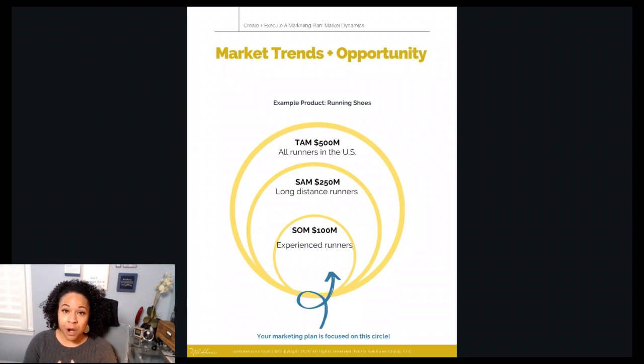And this is part of the information that you want to have in your marketing plan, because again, you have to know where you are to know where you need to be and if the tactics that you're doing are going to get you to the folks who are in that SOM circle. So next, we're going to talk about your competitive landscape and who you're competing against and kind of how to think that through.